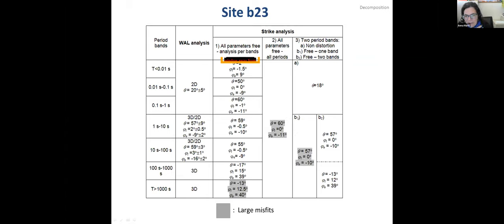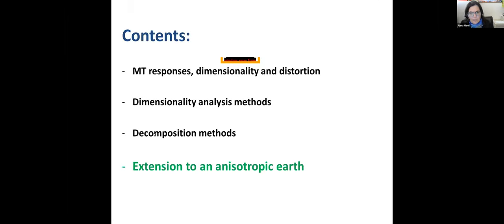And for the longest periods, if I take one single band with distortion, it didn't fit properly, only if I separate it into these two groups. Again, we haven't discovered anything new, but we can see how this 2D case is coincident with the WALDIM analysis, and this 3D over 2D is consistent with the 3D over 2D results. So we're almost at the end of this tour.